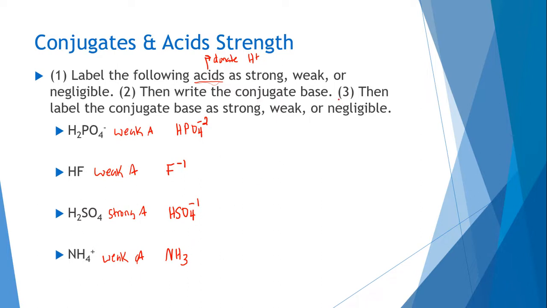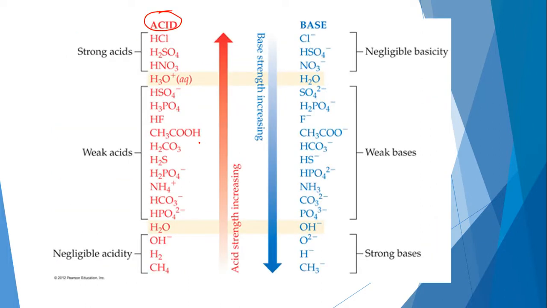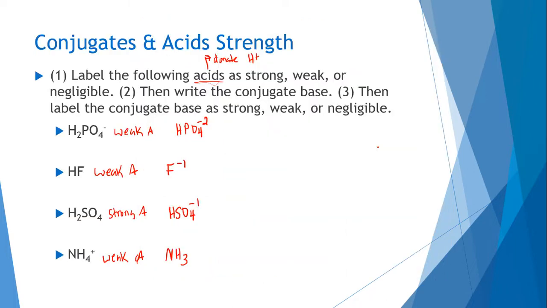Then step 3 says, I need to label this conjugate base that I just created as either strong, weak, or negligible. So since this is a conjugate base, I need to look at the base side. So I need to find HPO4 negative 2. I'm going to look over here at the base side, HPO4 negative 2. Notice right here, it's going to be right across from the H2PO4 because these are conjugate acid-base pairs. So notice it's in the weak base section. So weak base.